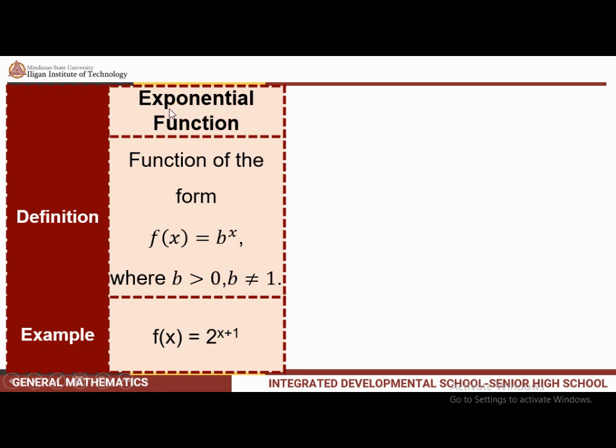The definition of an exponential function is just a function of the form f of x equals b to the power of x, where our b must be greater than 0 and b must not be equal to 1. We have here as an example, function f, which is equal to 2 to the power of x plus 1. So we know it's an exponential function. It is because first, it is a function. Second, we have noticed that it involves an exponential expression, which has a base and an exponent.